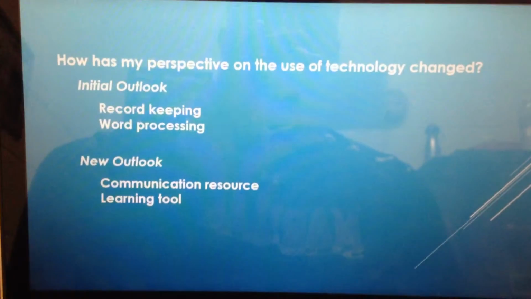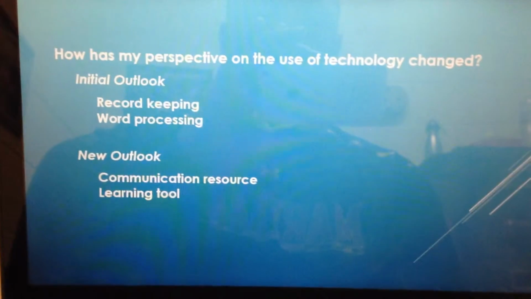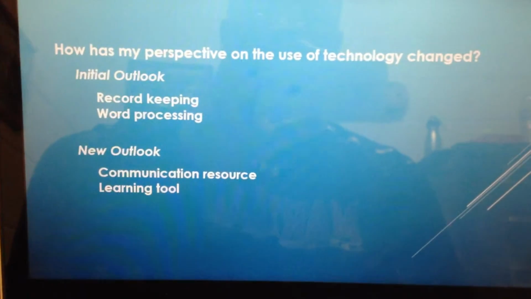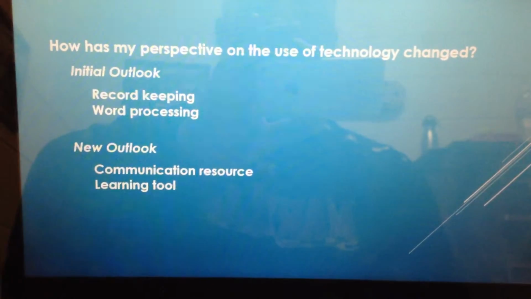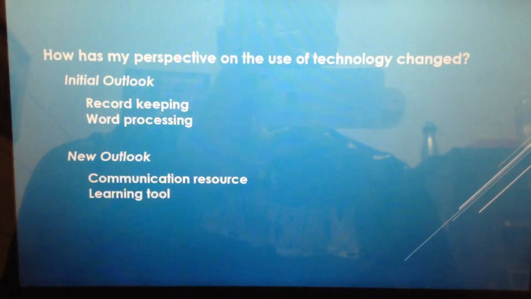With word processing, maybe just writing or even typing things on the technology is kind of how I used it initially for the first few years of my teaching. My new outlook would be using it as a communication resource and as a learning tool.